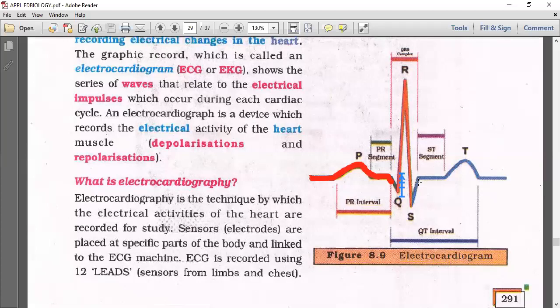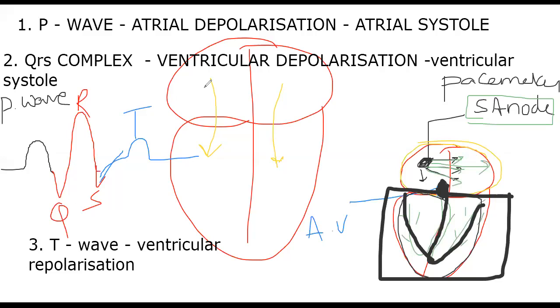Next, the blue one. This one is the T wave, ventricular repolarization. So that's it, we have learned that concept. These are the major ones: the P wave, the QRS complex, and the T wave. After learning these, we go through the remaining concepts, because these are the primary ones that carry 90% in examination.